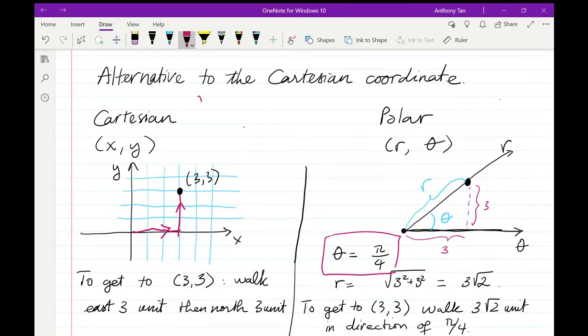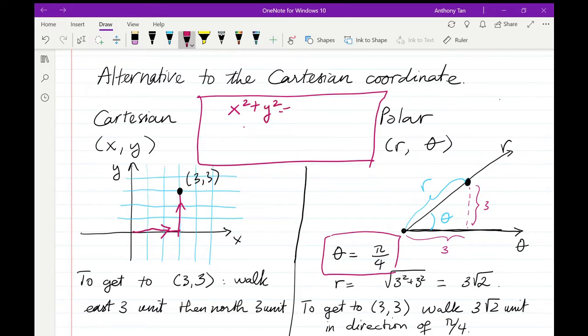And the relationship between the two coordinates is given by the following. I know that x squared plus y squared should be r squared. And tangent of theta is given by y over x. So if you want to solve for theta, that is the inverse tangent of y over x. That's how you can go between the two coordinates.